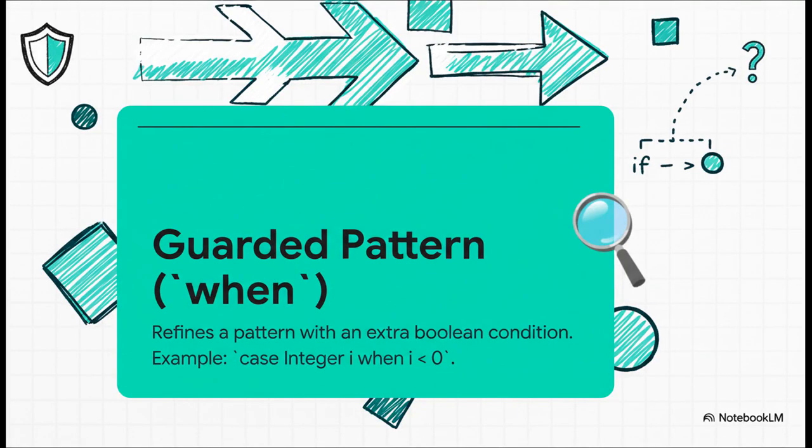But okay, what if just checking the type isn't enough? What if you need to be more specific? Well, that's where guarded patterns come in. By adding a when clause, you can tack on any Boolean condition you want to your case. So now you can ask not just, is this a string, but is this a string, and is it blank? It lets you build some incredibly expressive logic right inside your switch labels.